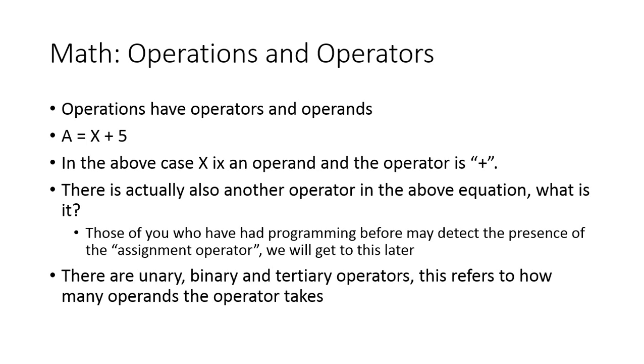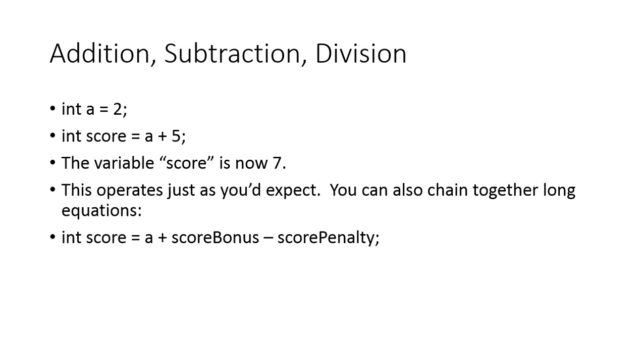So in programming, there's unary, binary, and tertiary operators, and this refers to how many operands the operator takes. So for example, we're going to see some unary operators like a plus and a minus that can be used with just one operand. And like in the case of the minus, that takes the value that's in the operand and negates it. And then binary operators, for example, is the x plus 5, and we'll see some tertiary operators even later in the course.